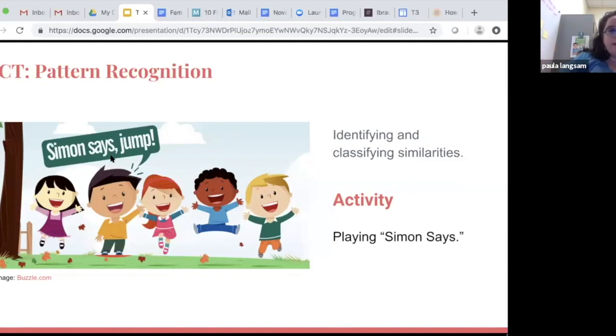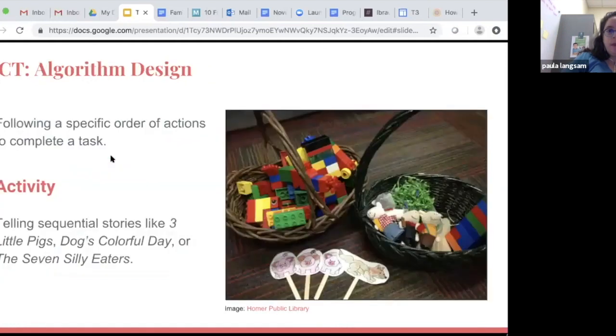It's kind of fun. They like that ownership piece of it. Algorithm design, we do a lot of this with small children. And it's sort of just recognizing that that's what we do. And we also do it a lot in our storytelling when we have sequential stories, like The Three Little Pigs, Dog's Colorful Day, Seven Silly Eaters.